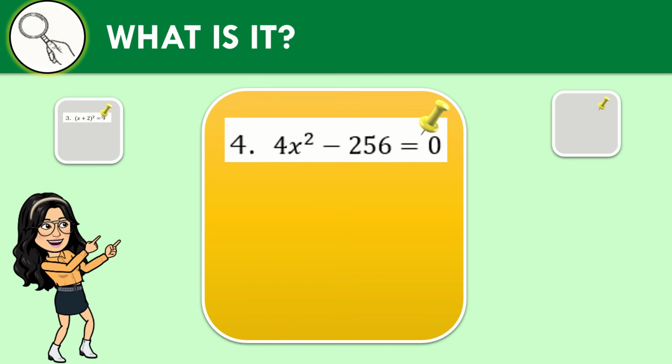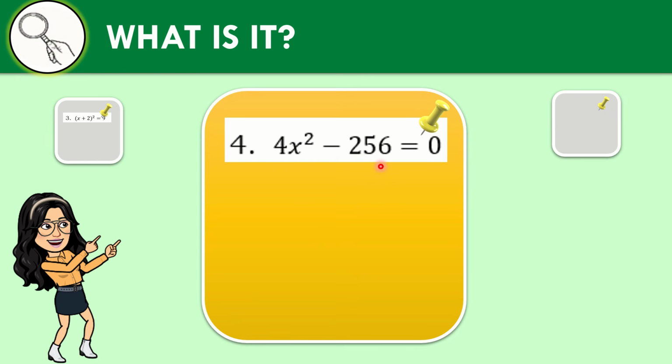So for our next example, this will be our last example for this property, the square root property. So look at this. We have 4x squared minus 256. Let's check if we have the components. The first one is, what is this? Good. This is a quadratic term. Check. This is a constant term. So we have two terms and that means we can use the square root property.